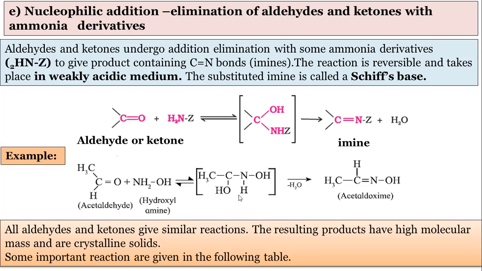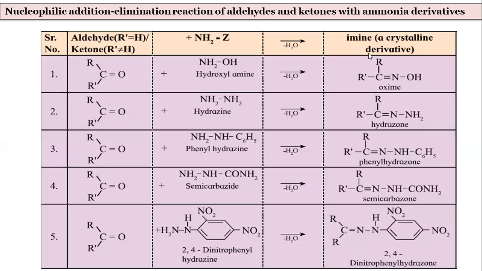Don't remember this intermediate directly. You can write the product here. This is called an oxime. When hydroxylamine is used, we get oximes. What is hydroxylamine? This OH is hydroxyl and this is the amine. So when hydroxylamine is used, we get the oxime, acetaldehyde oxime. If ketones are used, we get ketone oxime. All the general reactions are shown here. If hydroxylamine is used, we get oxime.